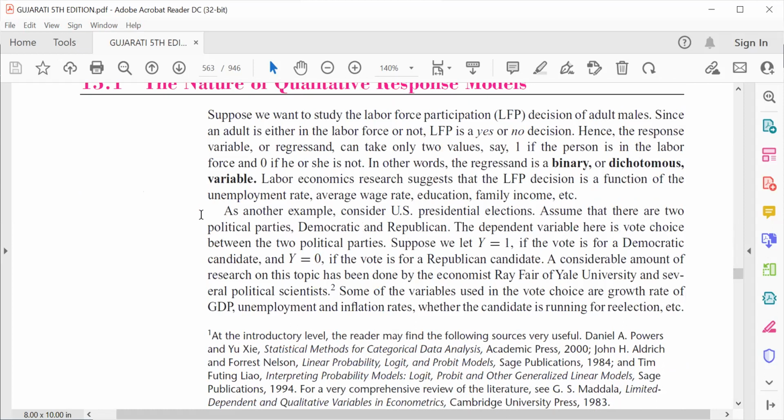Another example: U.S. presidential elections. Assume there are two political parties, Democratic and Republican. The dependent variable is a choice between the two political parties. Suppose we take value 1 for the Democrats and 0 otherwise. This is another nonlinear model.